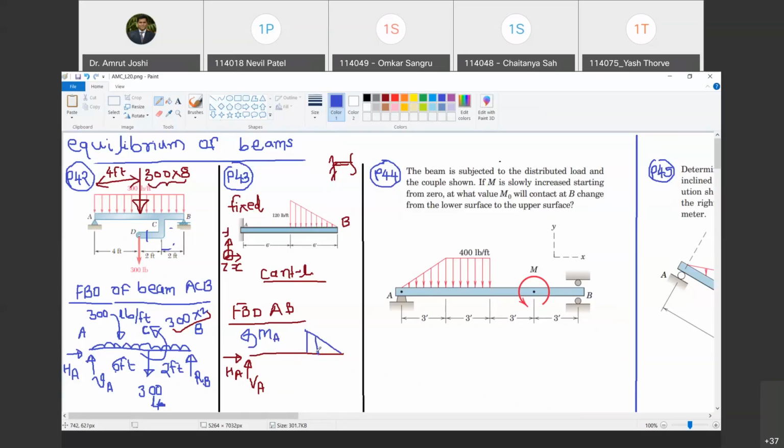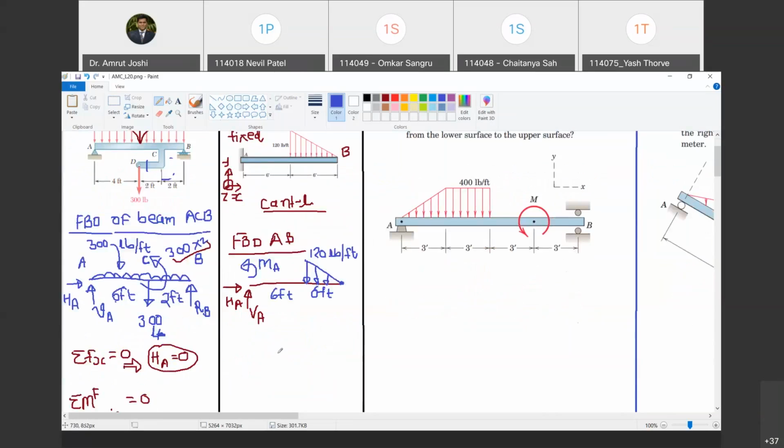Okay. Now, this is a uniformly varying load. We have discussed this in the last class. Do you remember? Yes, sir. And it is 120 pounds per feet is the load intensity at this end. Load intensity at this end is 0. This is 6 feet and this is 6 feet. So total length of the beam is 12 feet. Are you with me? Yes, sir.